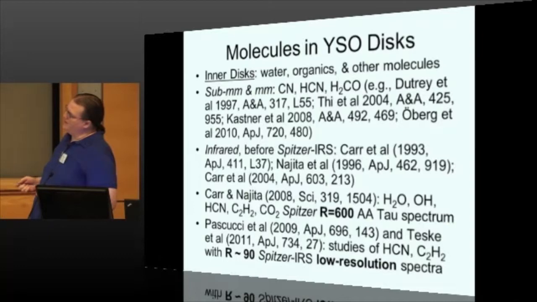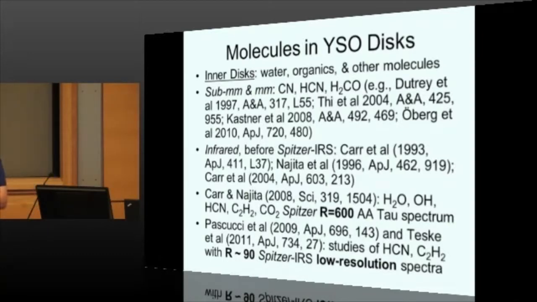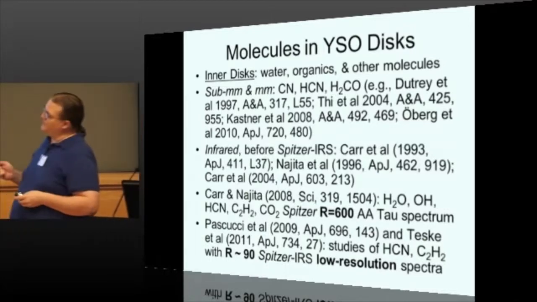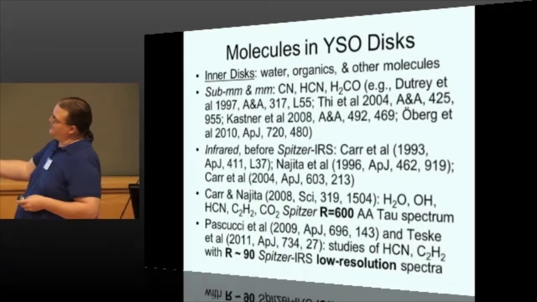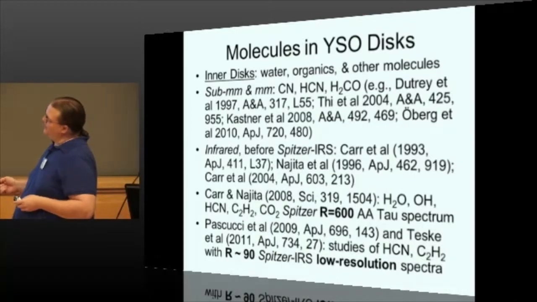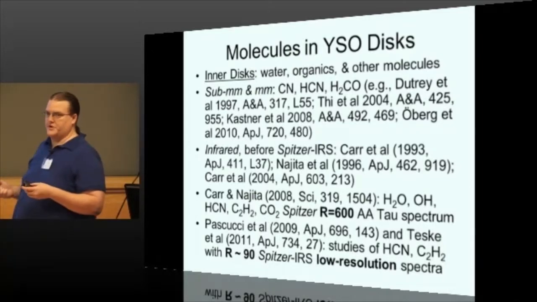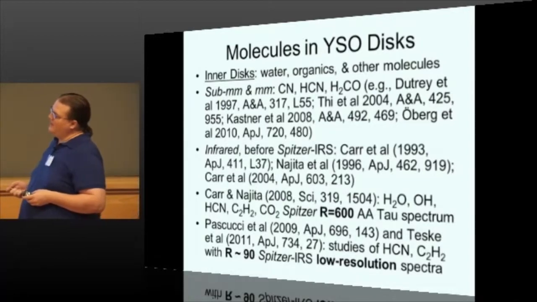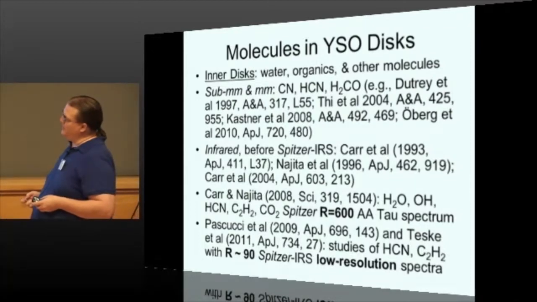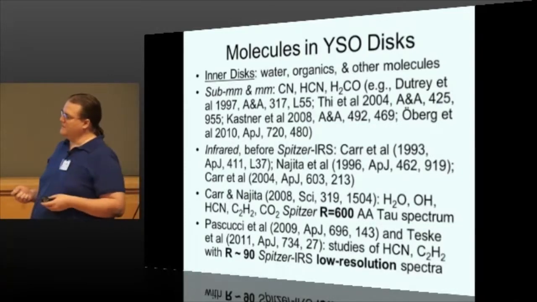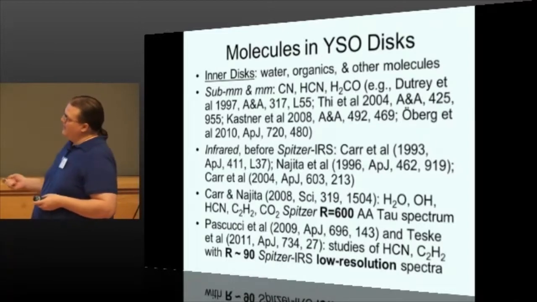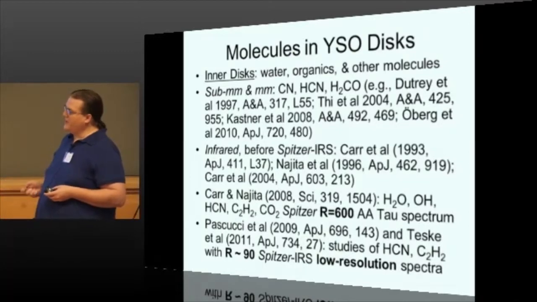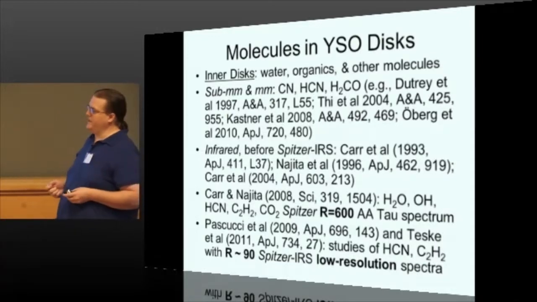In the past 20 or so years, there have been a number of studies at sub-millimeter and millimeter wavelengths studying the molecules in the disks, and they found such things as CN, HCN and formaldehyde. There are ongoing surveys of these protoplanetary disks looking for these molecules. In the same time, there have been infrared studies looking at various molecules, beginning in the 90s, looking for things like carbon monoxide and water. However, it was the launch of the Spitzer Space Telescope a little over 10 years ago that allowed surveys of large numbers of protoplanetary disks.